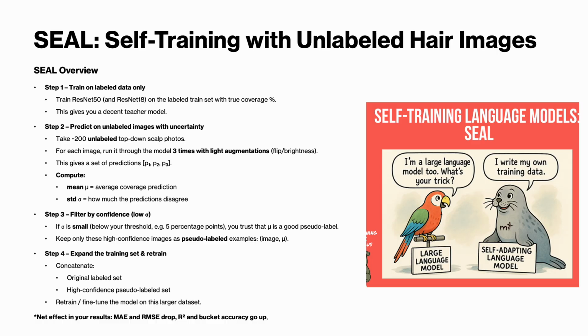You compute the mean of those 3 predictions, and also the standard deviation, which tells you how consistent the model is on that image. Step 3, the uncertainty filter. If the standard deviation is below 5 percentage points, the model is confident across augmentations, so we trust that mean prediction as a reliable pseudo-label. High variance images get discarded. We're only keeping examples the teacher is sure about. Step 4, we concatenate the original labeled set with high confidence pseudo-labeled images, and fine-tune the model on this expanded dataset for 15 additional epochs.